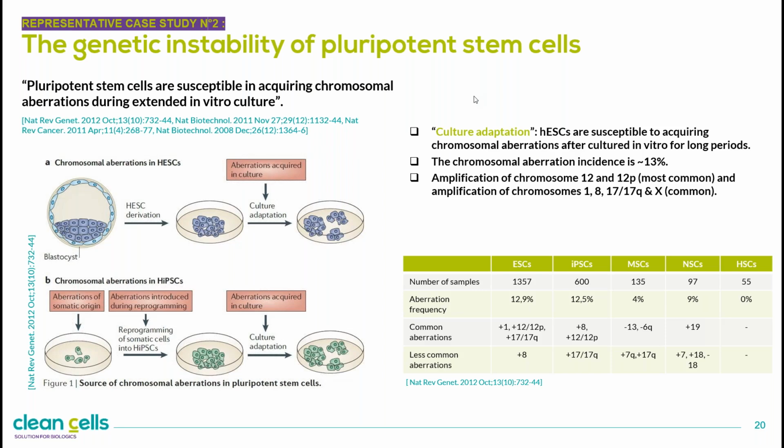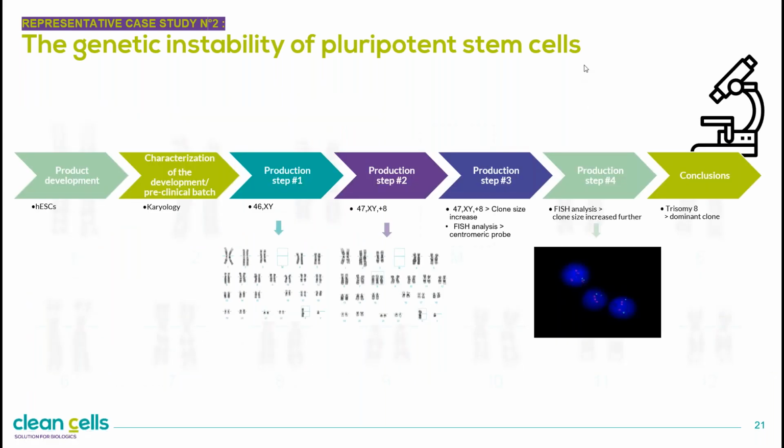In this case, a client approached us for the cytogenetic analysis of a human embryonic stem cell derived retinal pigment epithelium, or RPE, cell therapy product. It is well known for quite a few years now that pluripotent stem cells are susceptible to acquiring chromosomal aberrations during extended cell culture, in a phenomenon known as culture adaptation. Therefore, we proposed to perform karyology analysis during many different production steps.